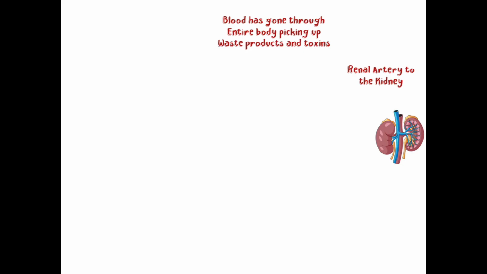So our starting point for this one will be at the top, where blood has gone through the entire body. Every square inch, every single cell in the body, blood goes through and it permeates. It drops off nutrients, it drops off oxygen, and it picks up waste products and toxins. So the blood now has all these toxins.